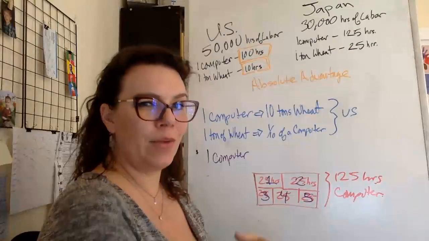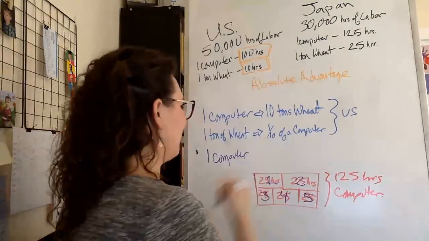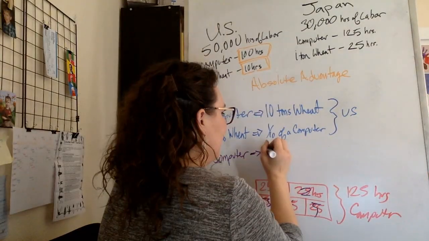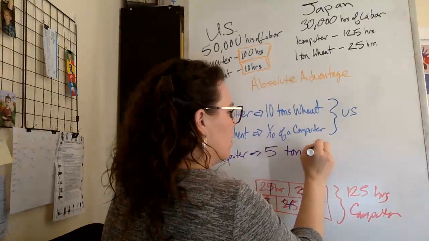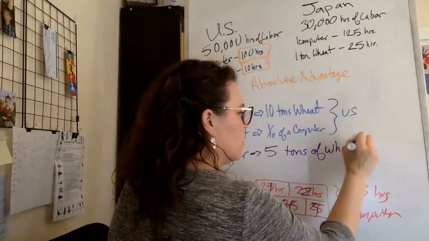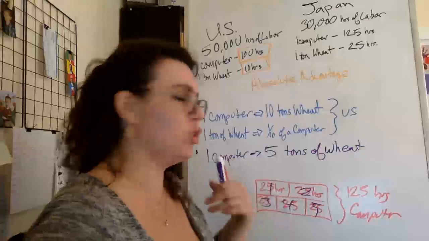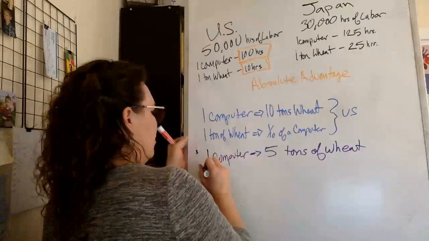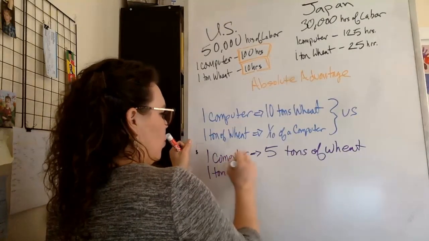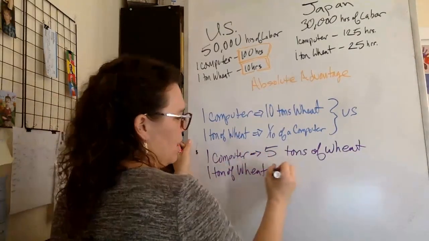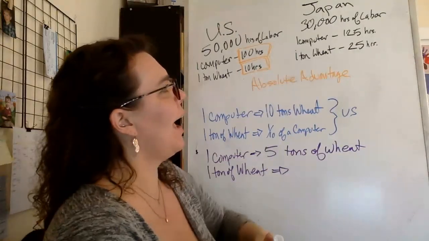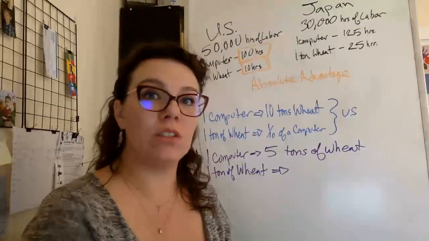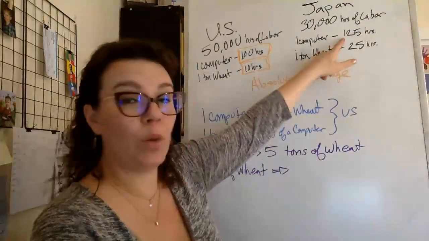It seems like I'm cheating when you go from big to small. It's easier when you go from small to big. So let's try it the other way. The opportunity cost of one computer in Japan is 5 tons of wheat, and we'll see the inverse is true also. So if we wanted to find the opportunity cost of 1 ton of wheat in Japan, it's going to be how much of a computer could we make in 25 hours? It takes 25 hours to make a ton of wheat. In that time, could we make a whole computer?